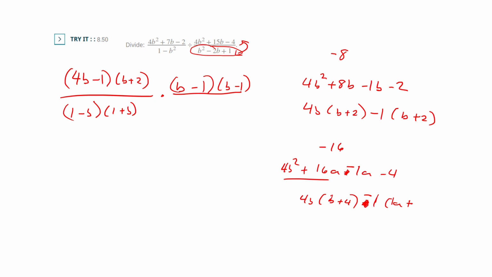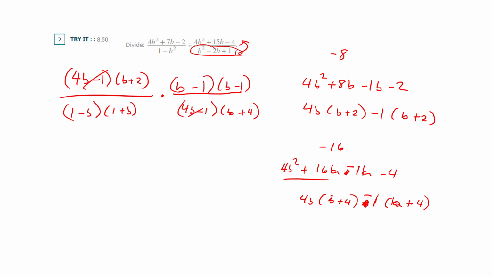What have I done? I've gotten all confused here. These are b's. Okay, so this is a b plus 4. Sorry about that. The end result will make sense if you tried this on your own. You're going to get 4b minus 1, b plus 4. Okay, we're ready to start slashing down.